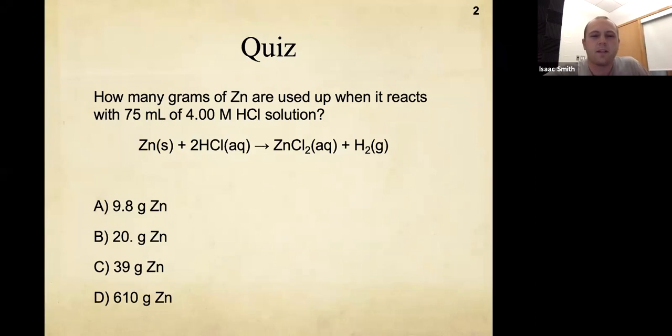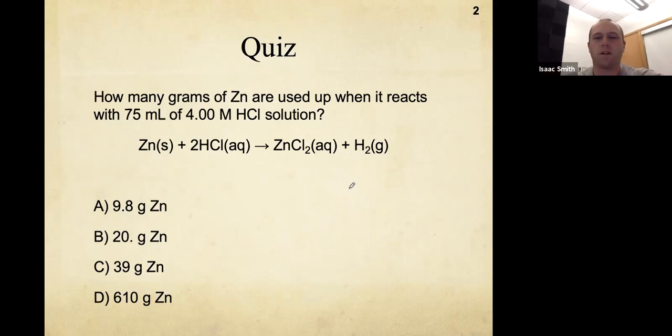Okay. So go ahead and try this quiz question on your own as kind of a review. The question says, how many grams of zinc are used up when it reacts with 75 milliliters of a 4 molar HCl solution? Here we're going to be going from volume of A to moles of A over to moles of B, and then to grams of B.